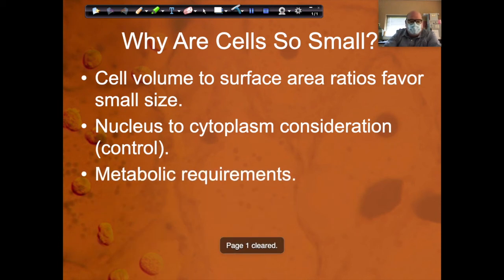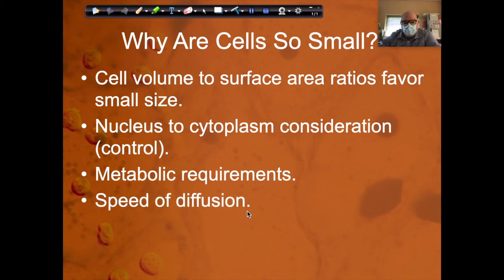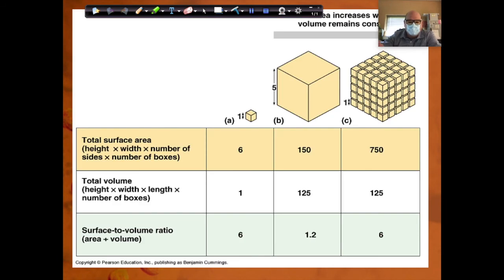Some other things to think about is just metabolic requirements, getting oxygen or CO2 in and out of cells very quickly, and that all goes back to that surface area to volume ratio. And the same thing happens with how fast things will diffuse in and out of cells. The more surface area, the greater the amount of diffusion that can happen. Take a look at this chart. This is the example I did.